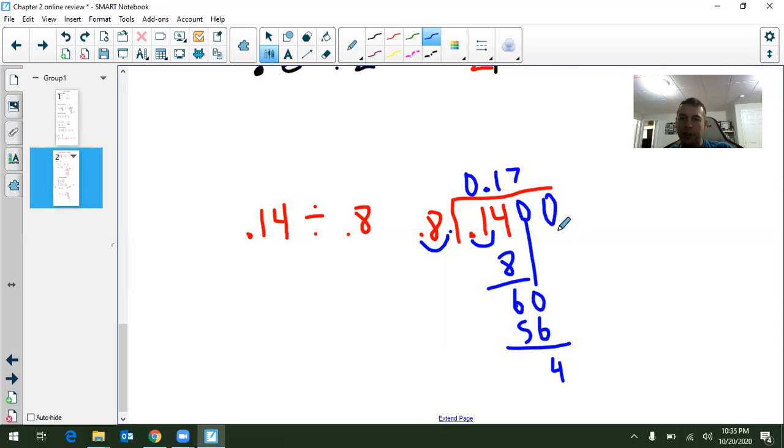And then we'll bring another 0 down. And 8 goes into 40 5 times. So 8 times 5 is 40. There wouldn't be a remainder. So like I said, if this just kept going and going, say it didn't go in there evenly, just stop at the third place, at the thousandths place, at the third number.